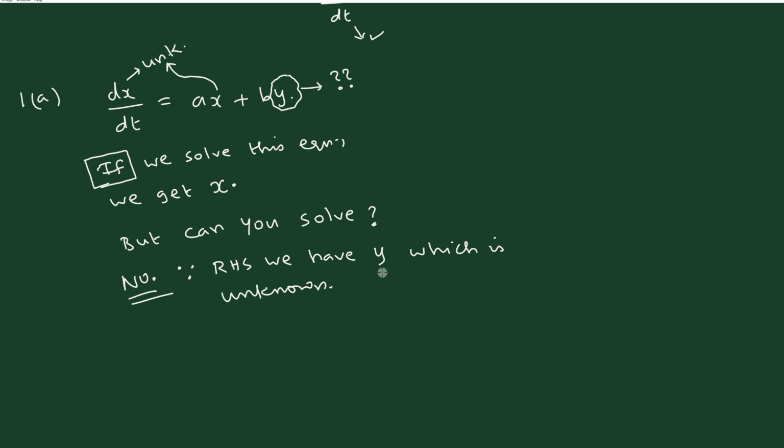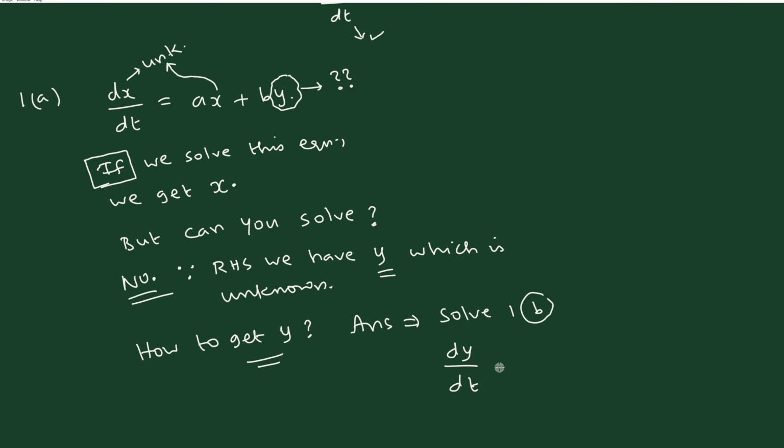Then the question comes, you first of all bring y, then you substitute here, then you can solve. Then the question comes, how do you get y? How to get y? That is the question. The answer appears to be simple: you have to solve equation number 1b. What is that 1b? The 1b is this: dy by dt will be equal to some c times x plus d times y. So how to get y? The answer is here. Solve equation 1b, and I will get this equation.